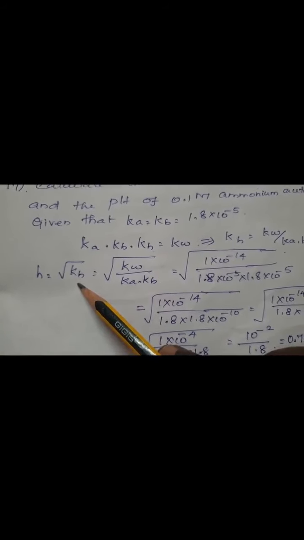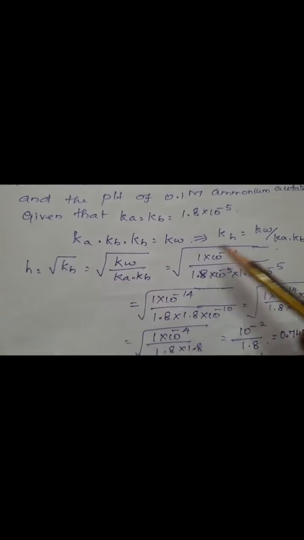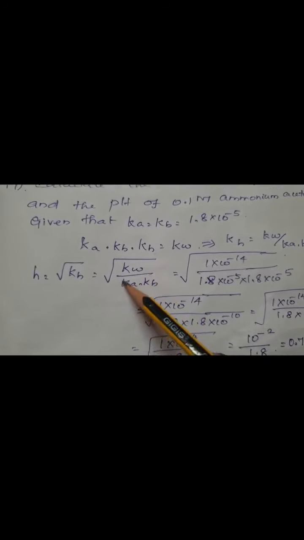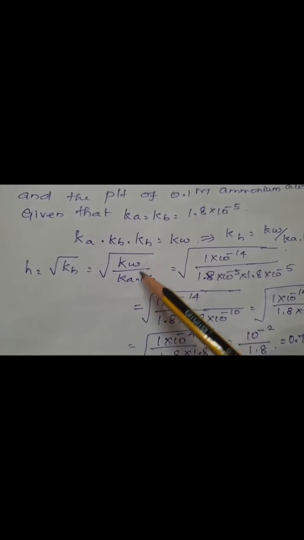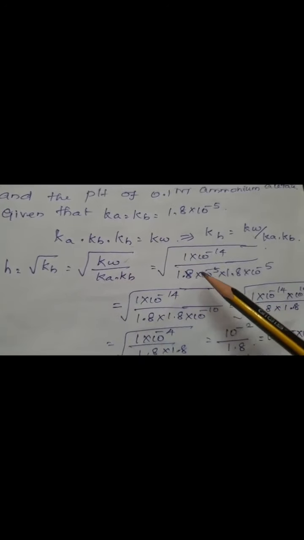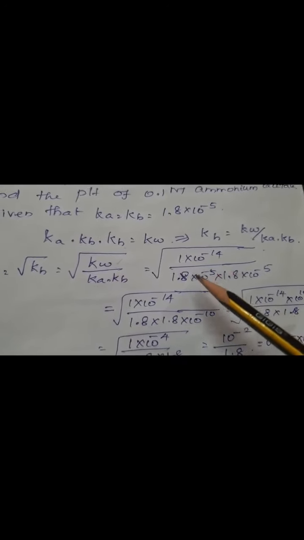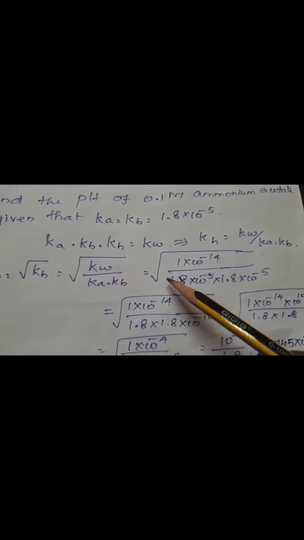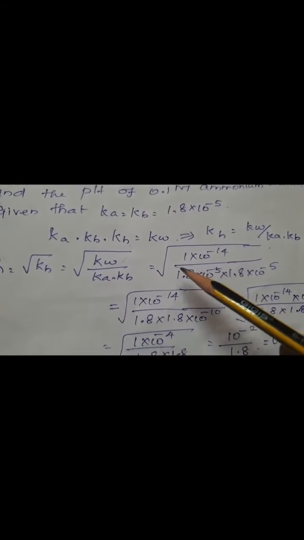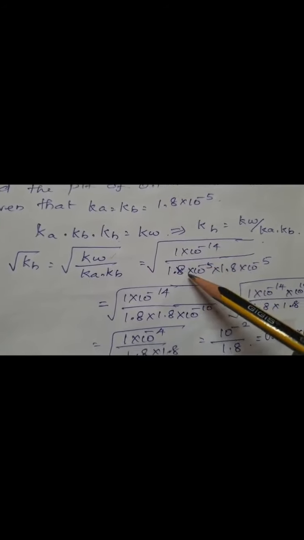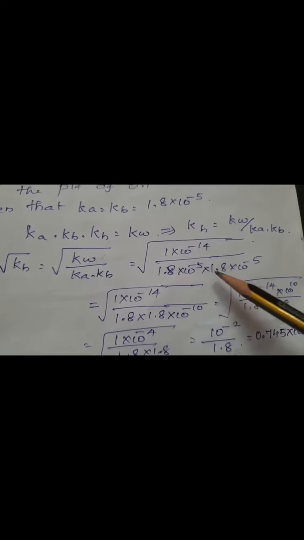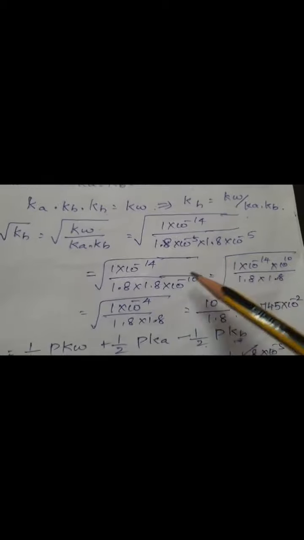That is, the extent of hydrolysis is equal to root of Kw by Ka into Kb, substituting this value instead of Kh. We already know that Kw is a constant, and Ka and Kb are given in the problem. So by using those values you can calculate h, which is called the extent of hydrolysis. So h is equal to root of Kw, which is 1 into 10 power minus 14, divided by 1.8 into 10 power minus 5 into 1.8 into 10 power minus 5.